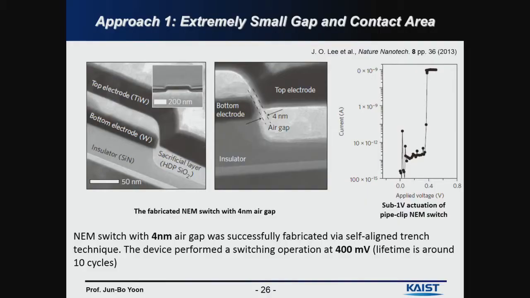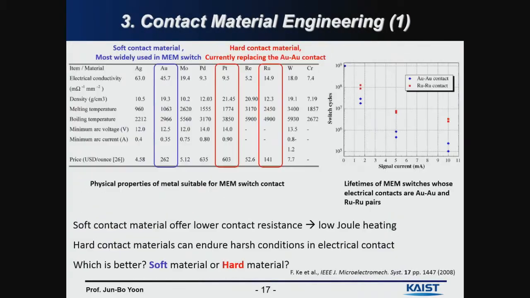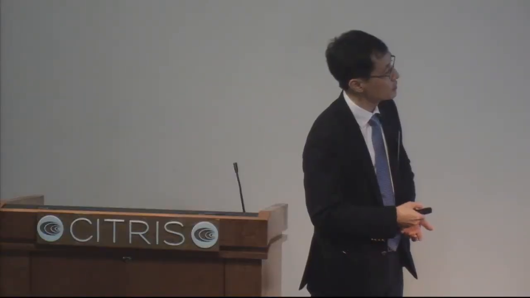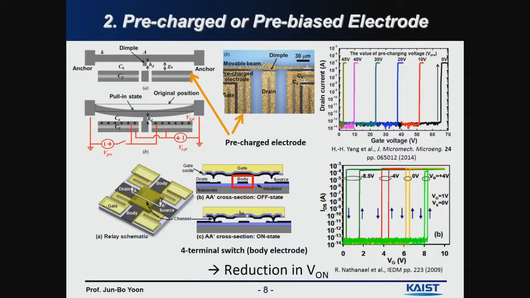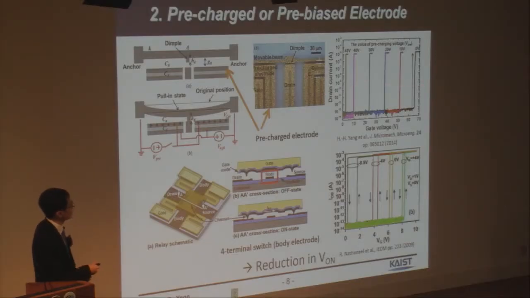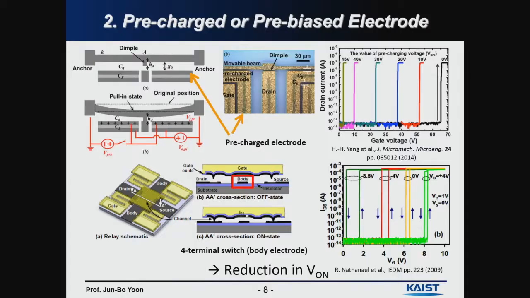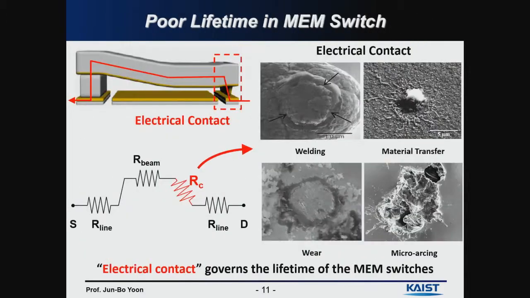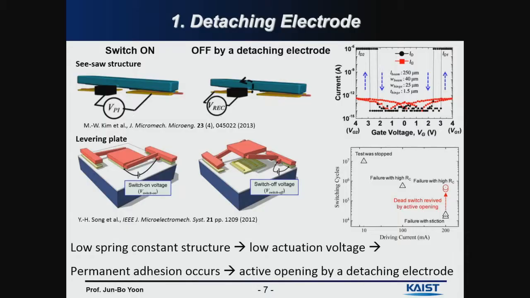What do you think? I think sub 1 volt will be possible, because I already demonstrated 400 millivolts, and I also showed you that there is some technique to reduce the actuation voltage, just like this one, the pre-charged or pre-biased electrode. This method can enormously reduce the turn-on voltage, even from 60 volts to 3 volts. So if we have a 3 volt device like the one that I showed you, then we can achieve below 1 volt.